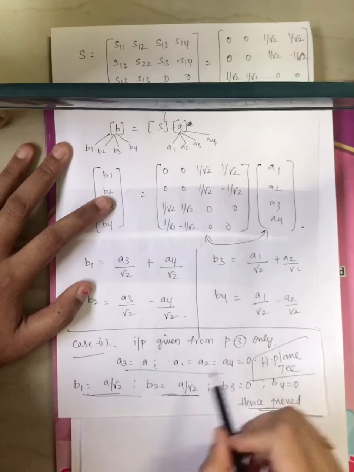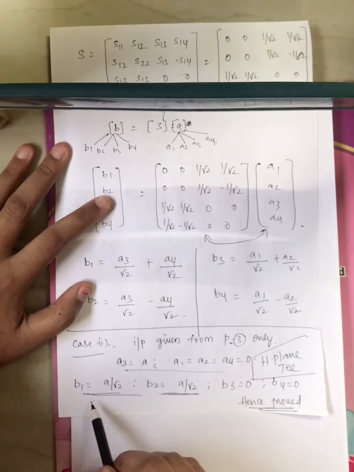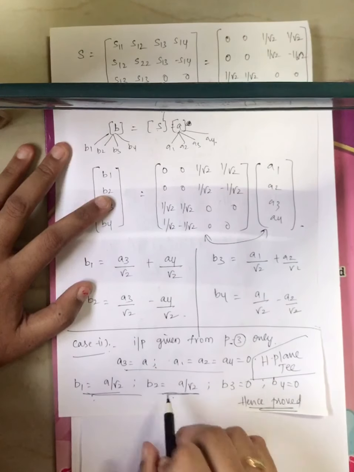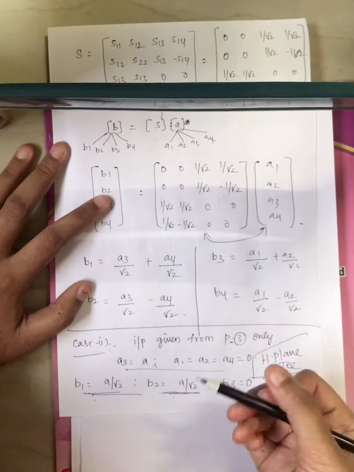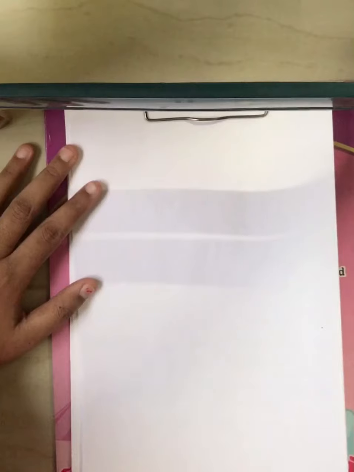Input given from port 3, output is collected at port 1 and port 2, which are equal in magnitude and phase. If you get them out of phase, that is nothing but the E-plane T property. This is nothing but your H-plane T property, hence proved, right?